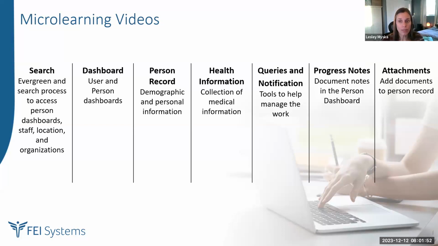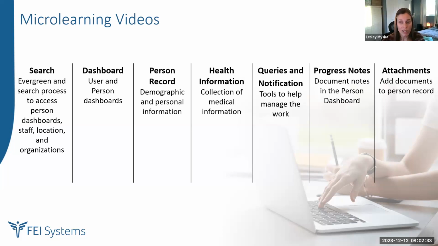Dashboards, which there are two different types of in Evergreen. There's one for you, the user, or the staff dashboard, and there's also a dashboard for the person records. There's also a microlearning on the person record itself, which is where we collect all of the demographic and personal information, as well as health information, which is a comprehensive collection of all the data points like diagnoses, allergies, medications, health insurance, etc. And there's microlearning on queries and notifications, which are two different tools that will help you manage your outstanding actions in the system or work that you need to complete.